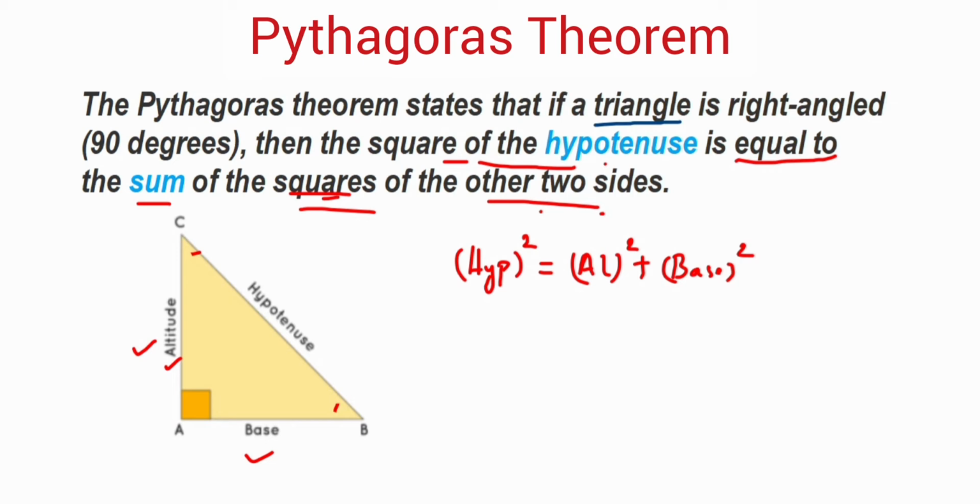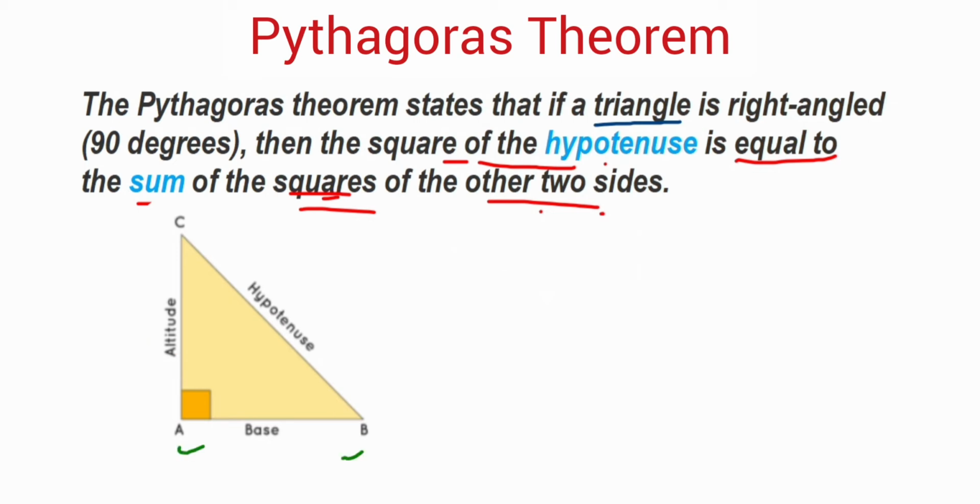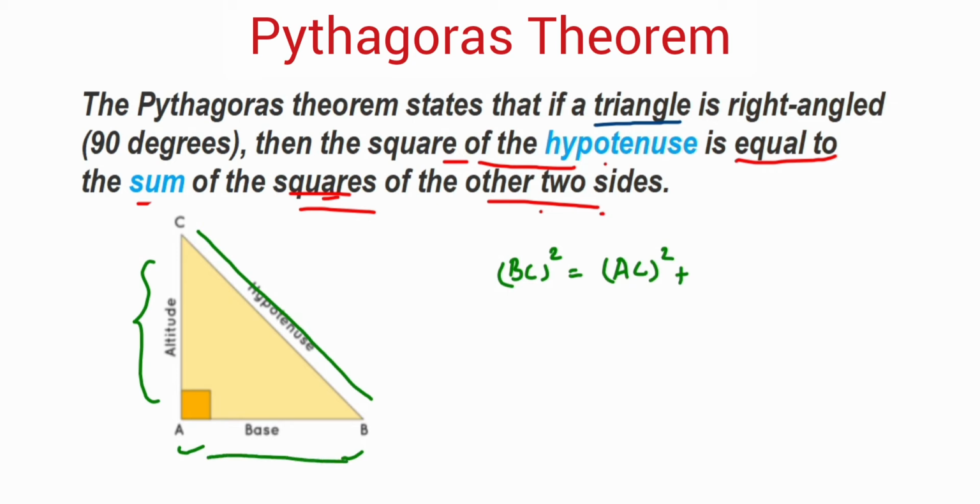Now in other words, what we can write here is, ABC is a triangle where BC is nothing but the hypotenuse. So I can write BC square is equal to AC square. AC is my height or the altitude, so AC square plus the other side, which is the base, AB square.